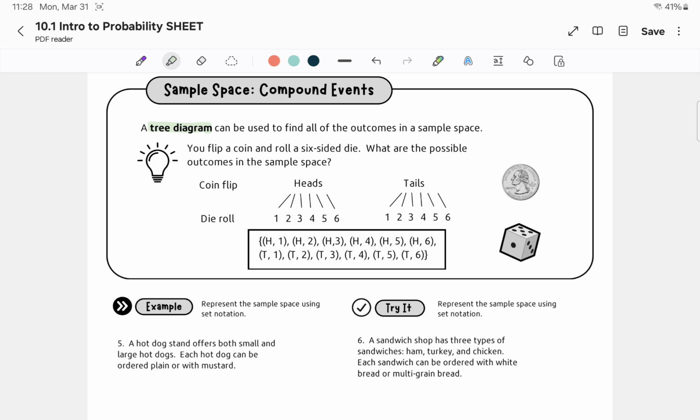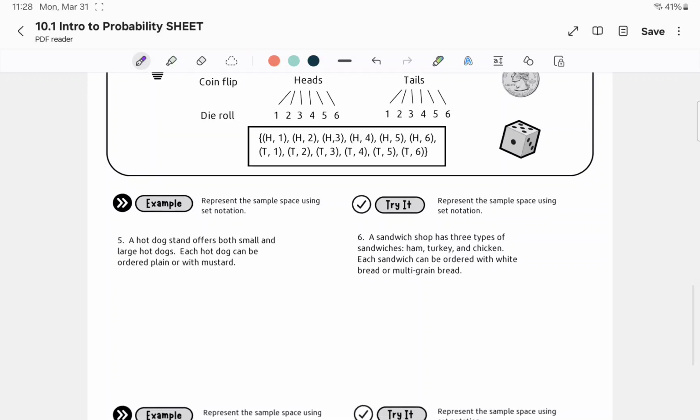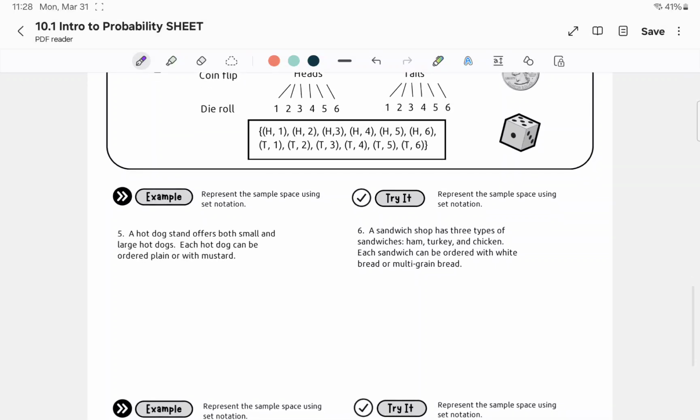Let's look at number 5. It says a hot dog stand offers both small and large hot dogs, and each hot dog can be ordered plain or with mustard. So there are 2 choices happening here. First is the size of the hot dog, so you can order a small or a large. We're going to put S for small and L for large instead of writing the whole words, because it would take a lot of time, so we're abbreviating on this whole page. Our second choice is the topping: plain or with mustard.